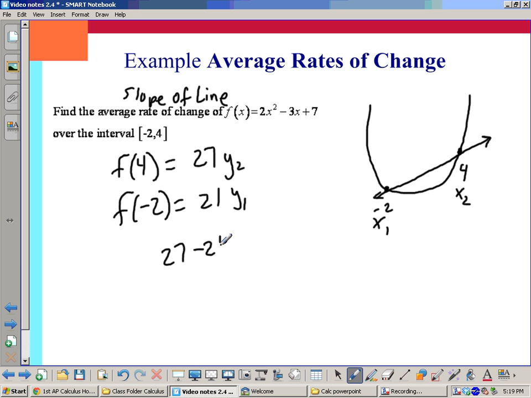By doing 27 minus 21 over 4 plus 2, we're going to get 6 over 6, which has a slope of 1. So this is the average rate of change over this length from -2 to 4. So that's a secant line.